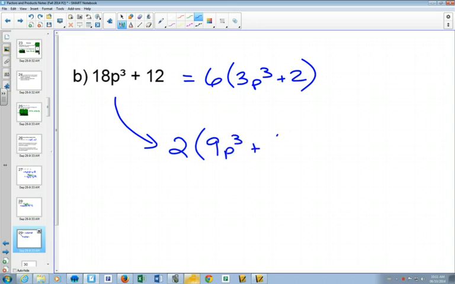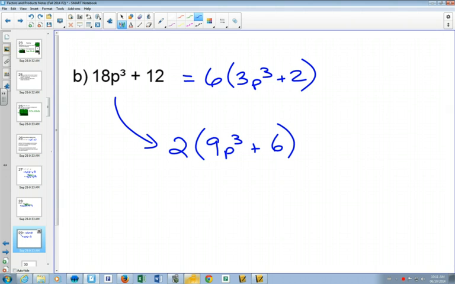9p cubed plus 6. This is partially factored. It's not factored completely. You would lose some marks on a quiz or a test if you left it like this because it's not factored completely. But if you do this to begin with, it's not wrong. We're just not finished yet. You'd have to check again. Is there anything else in common inside between a 9 and a 6? Oh, they both divide by 3.